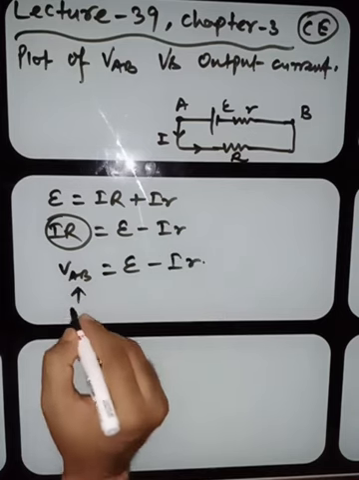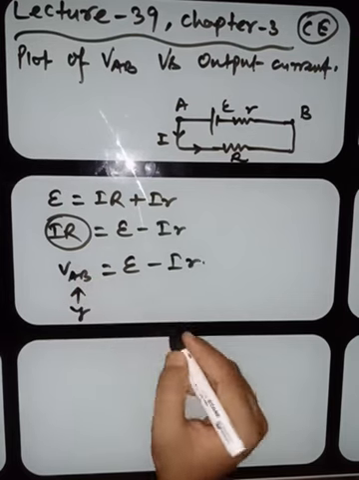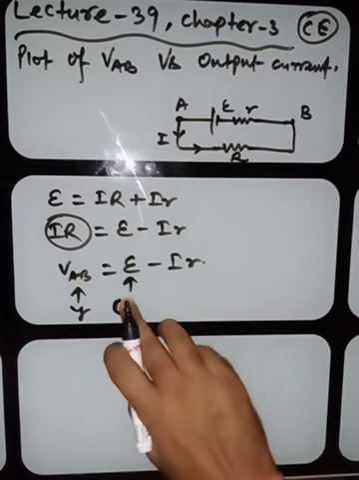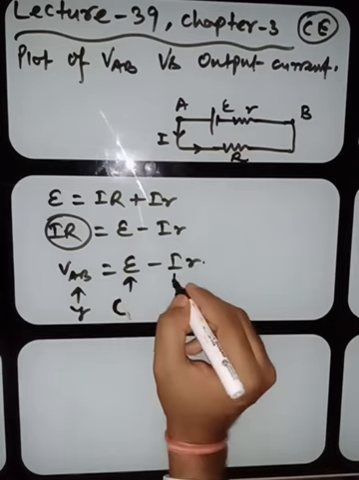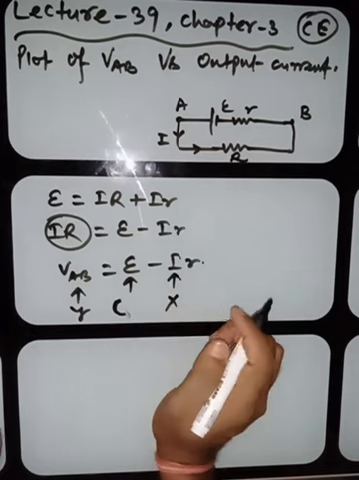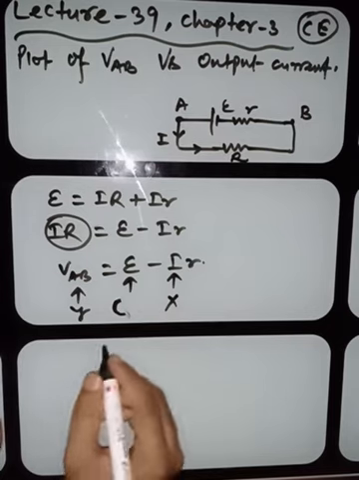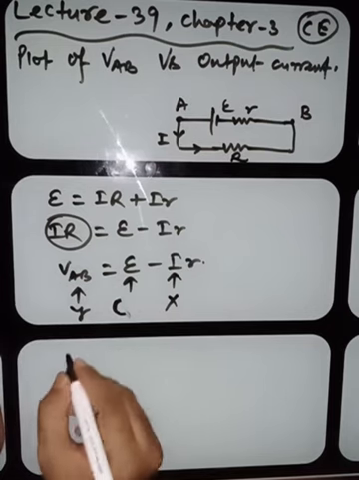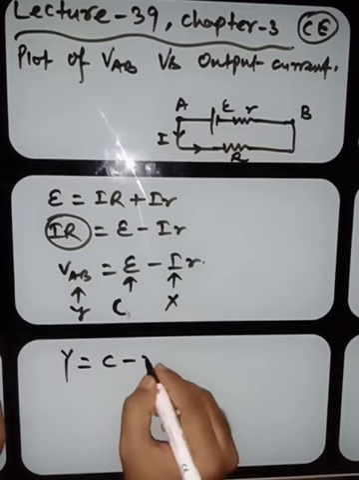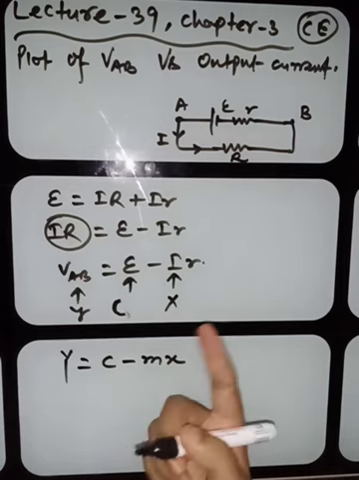If we take this on the y-axis, and this is a constant, represented by C, and this is considered on the x-axis, then we can equate this equation to the equation of a straight line, y = C minus mx. Could you compare this with the equation of a straight line?